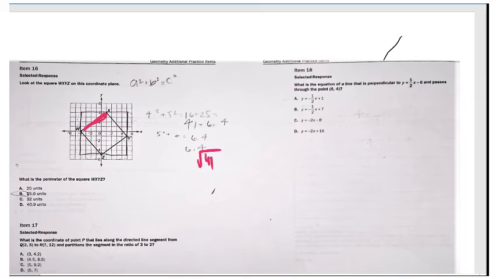So you're going to say the square root of 41 plus the square root of 41 plus the square root of 41 plus the square root of 41. And if you add all those together, you're going to get something like 25.6. Because when you round the square root of 41 to the nearest tenth, you get 6.4. If you add that 4 times, you get 25.6.